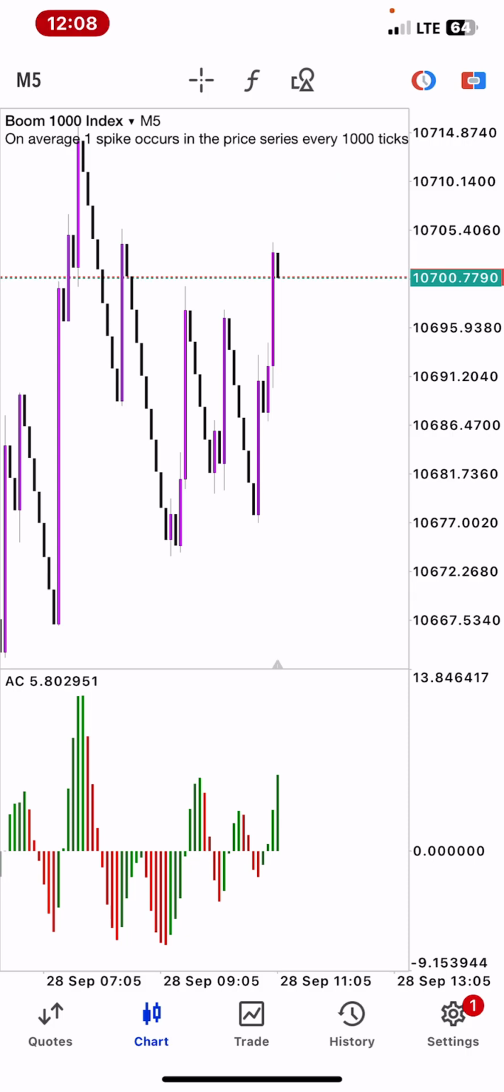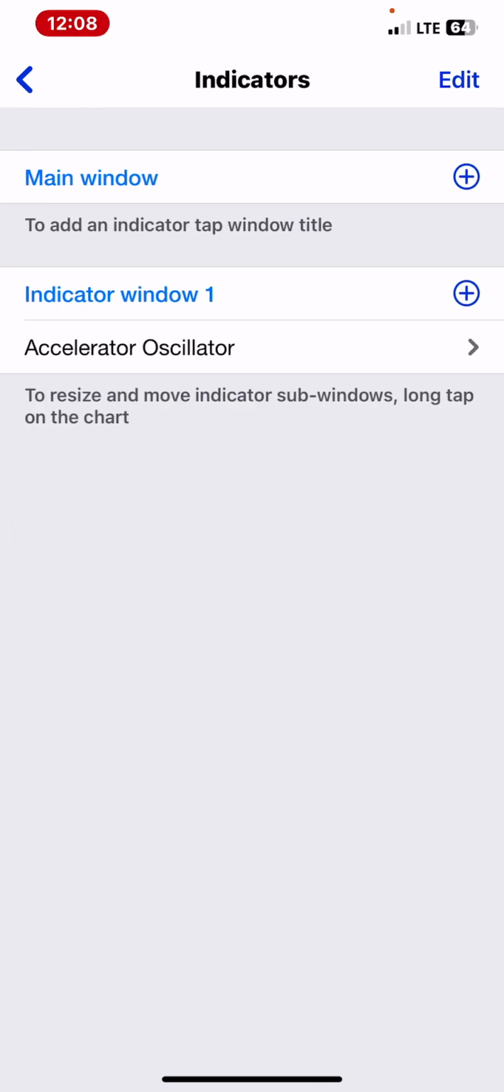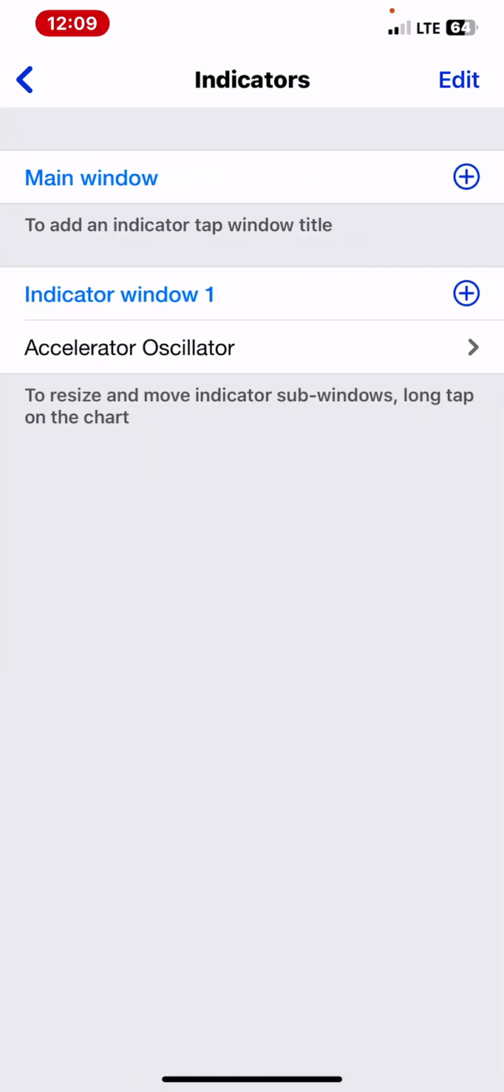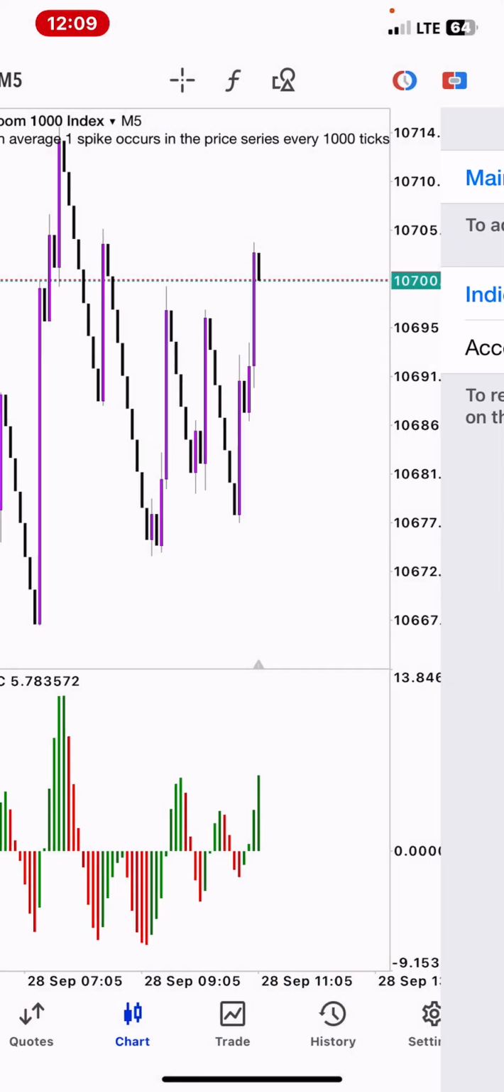This is FOREX. So today I'll be explaining to you how to use this strategy. This indicator is called accelerator oscillator. This strategy is very simple, easy to use, easy to understand. This is the only indicator you will need. This particular one, accelerator oscillator.